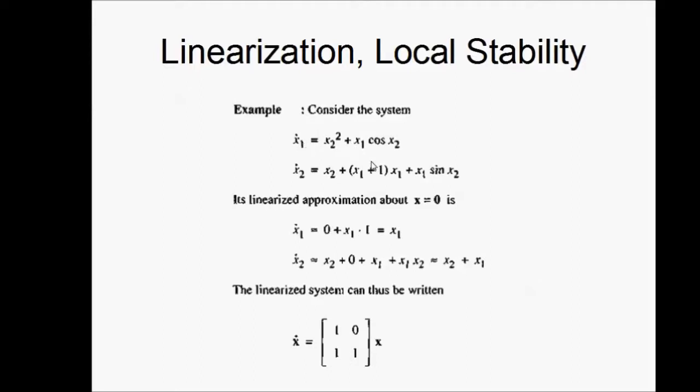Now, this example shows how to linearize the system. So this is a nonlinear system on the right hand side. Now we linearize about 0. So upon linearizing, applying the Taylor series, we have this matrix equation as the linearized system.